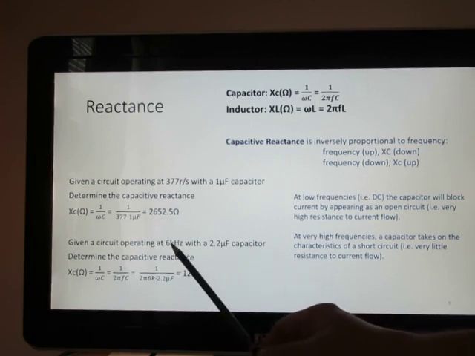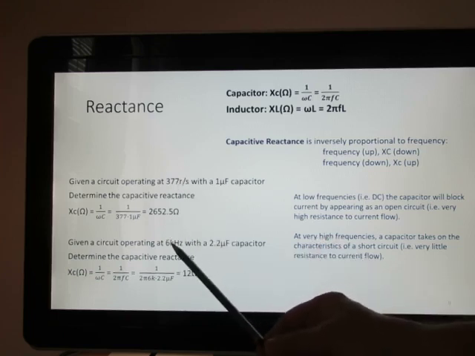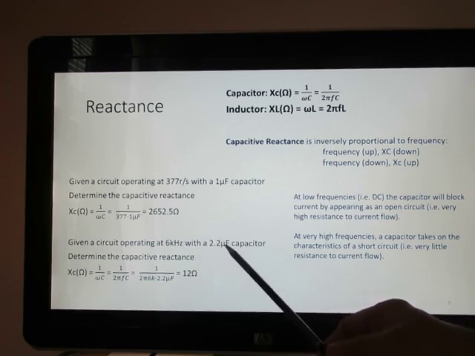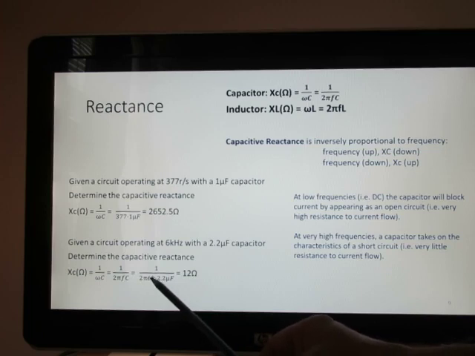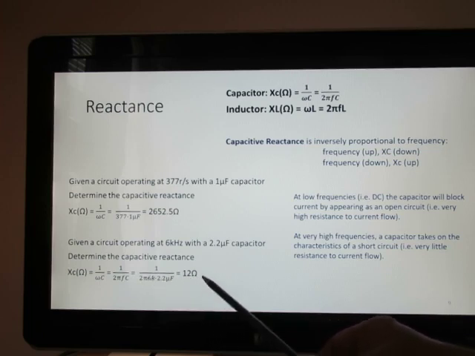Now, if we have a higher frequency, say we just have a frequency, not an angular velocity, a higher frequency of 6K hertz with a 2.2 microfarad capacitor, I can plug 2 pi f in there and put 6K in there, and I get 12 ohms.